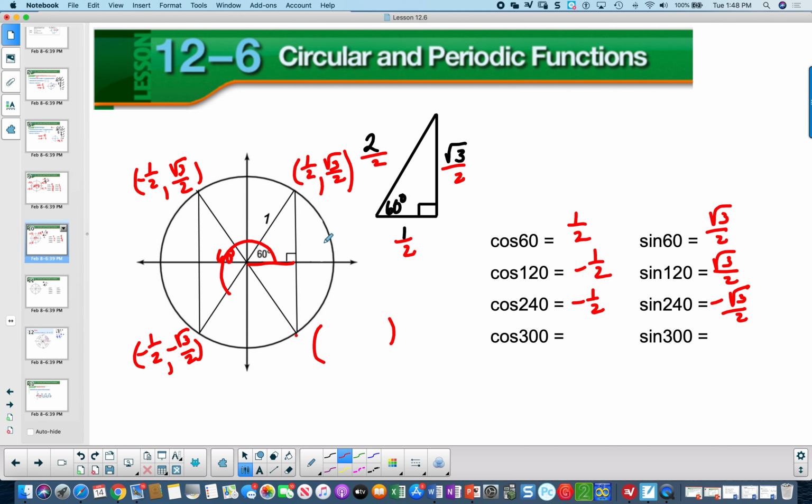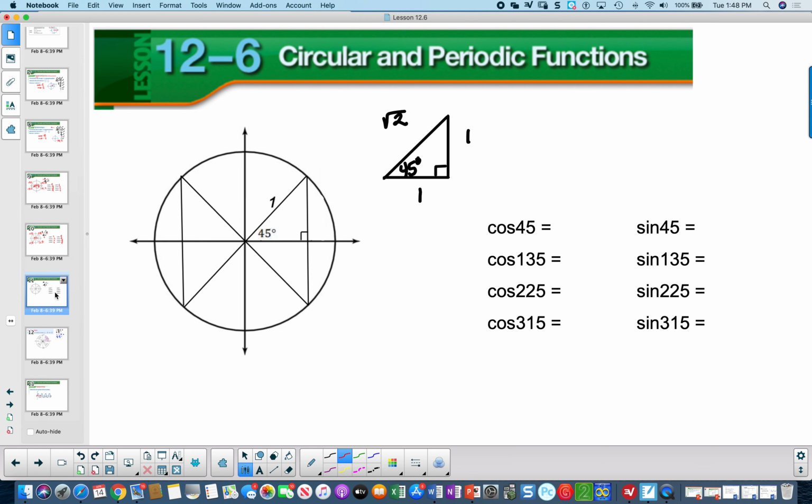Over here, we're going to be using these same points. We just have to watch the sign, whether it's negative or positive. This will be a positive, and this will be negative. And now we'll be able to say the cosine of 300 is 1/2, and the sine will be negative root 3 over 2.